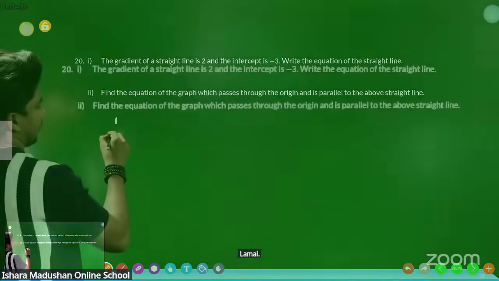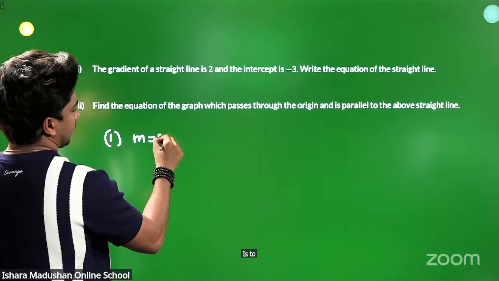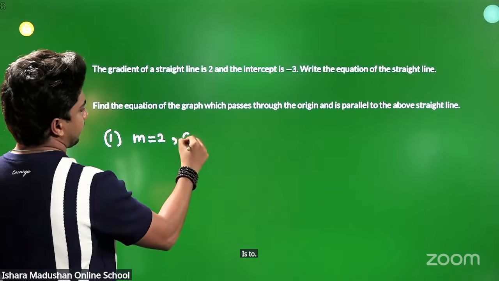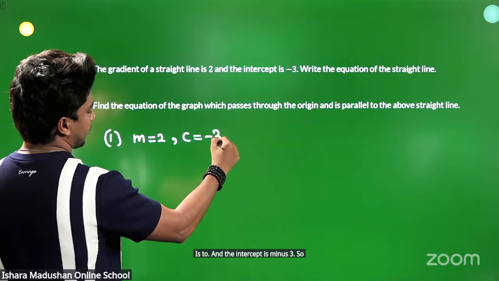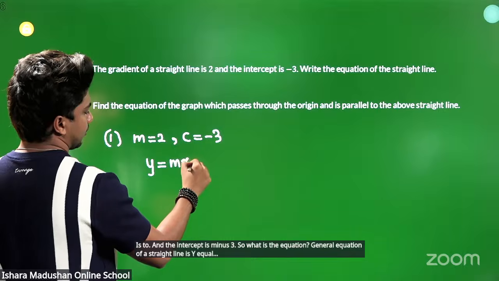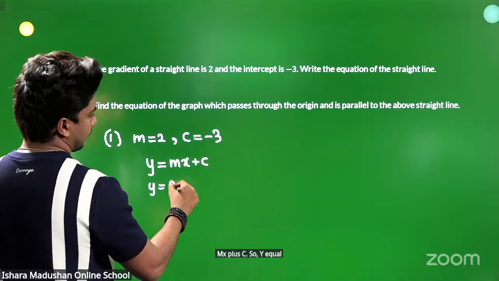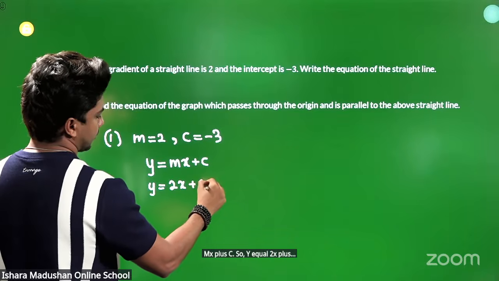First one, the gradient of a straight line is 2 and the intercept is minus 3. So what is the equation? The general equation of a straight line is y equal mx plus c. So y equal 2x plus minus 3.